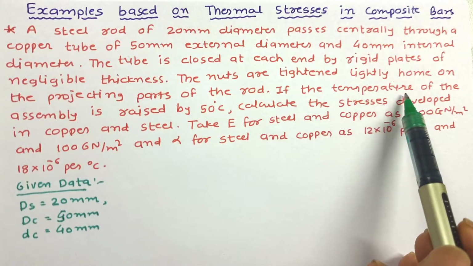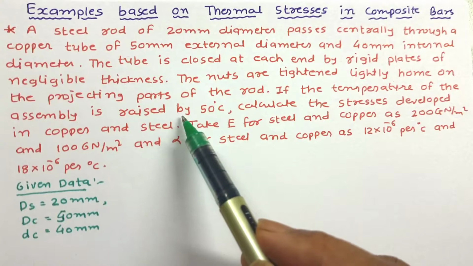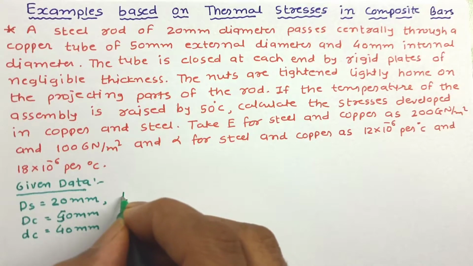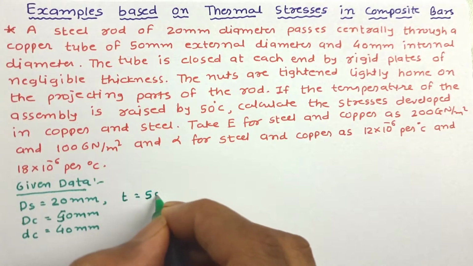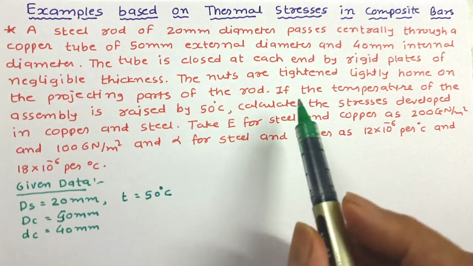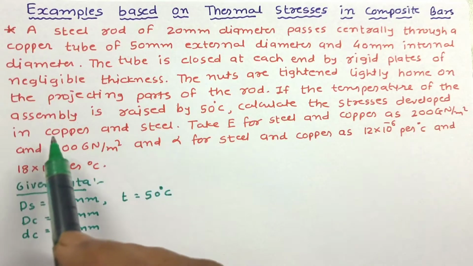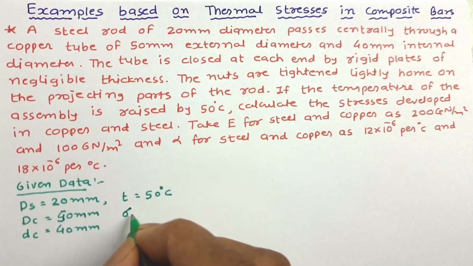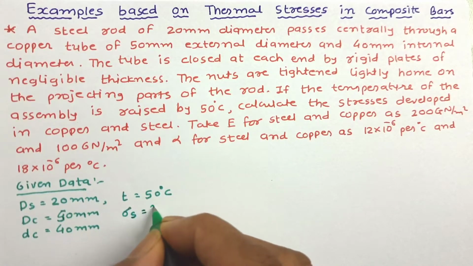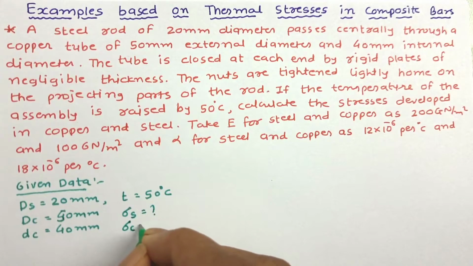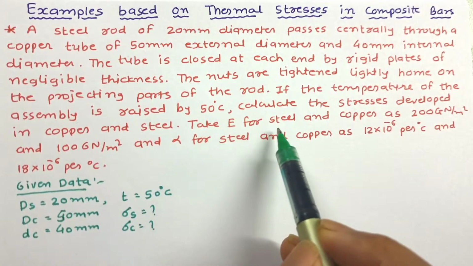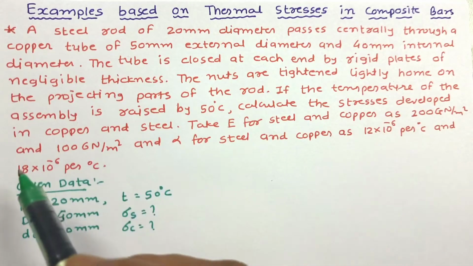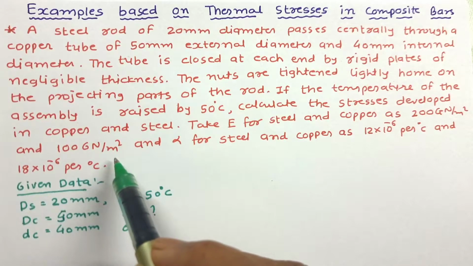If the temperature of the assembly is raised by 50 degrees Celsius, so we have been given the increase in temperature directly, that is 50 degrees Celsius. Calculate the stresses developed in the copper and the steel. So we need to work out stresses in steel and stresses developed in copper. Take E for steel and copper as 200 gigaNewton per meter square and 100 gigaNewton per meter square.